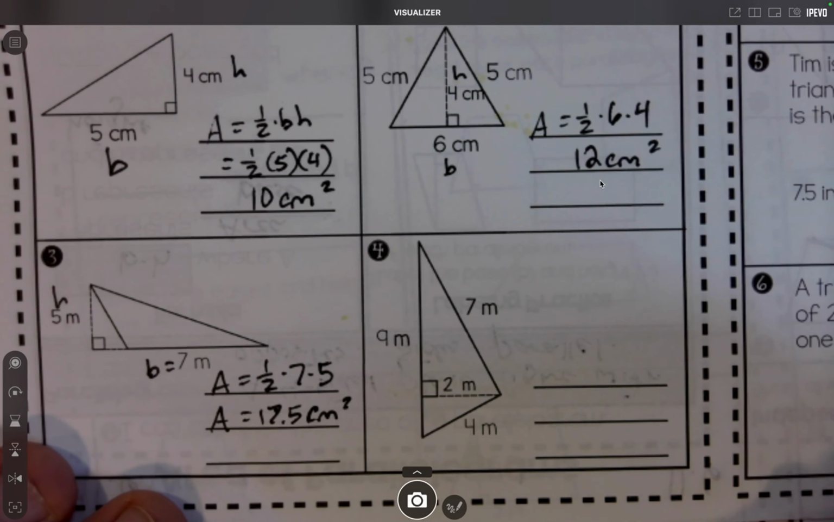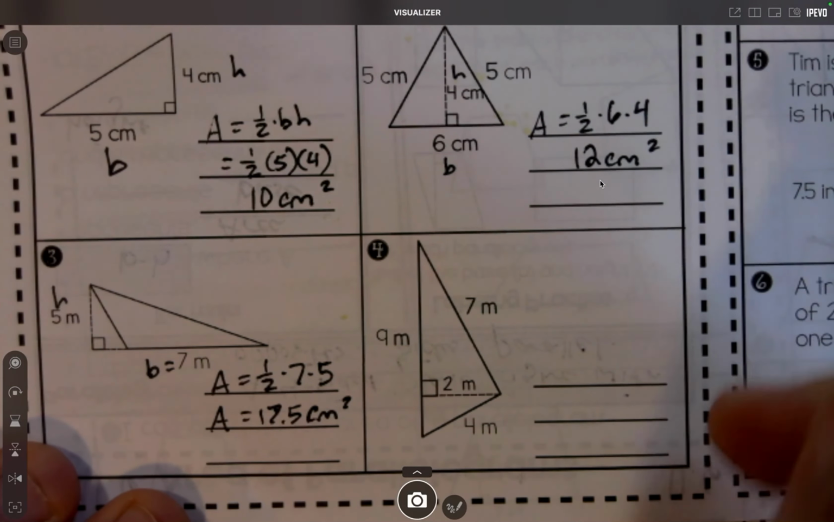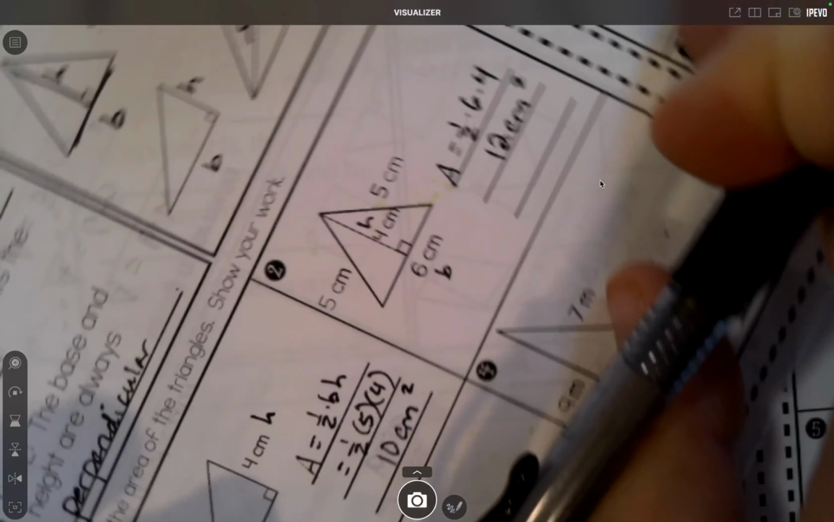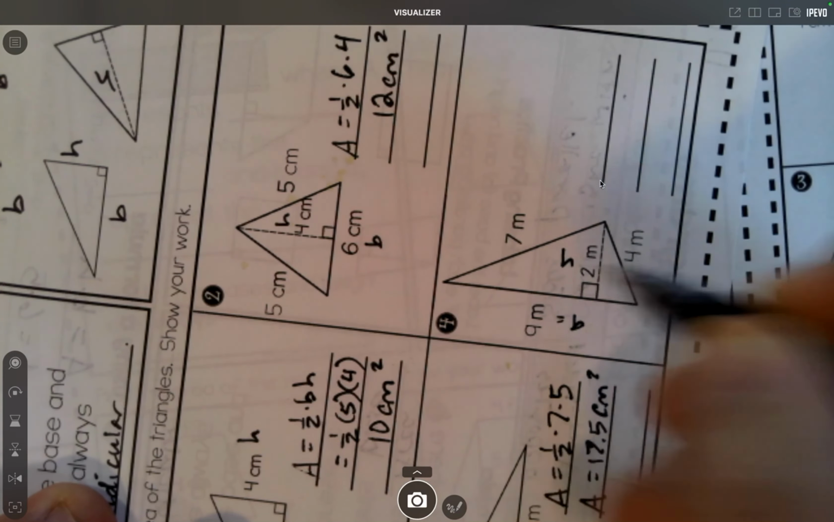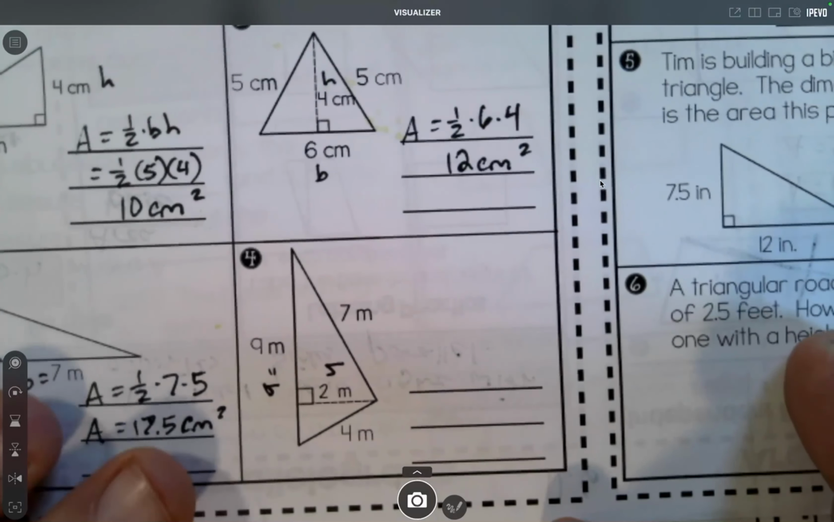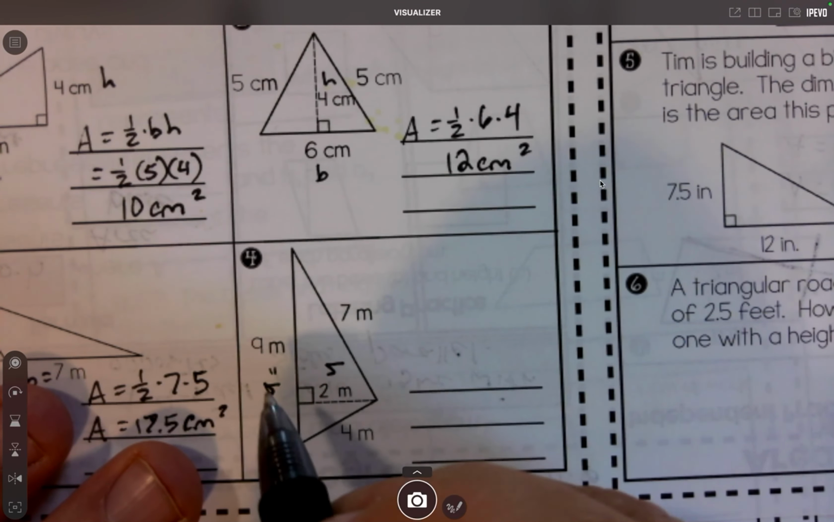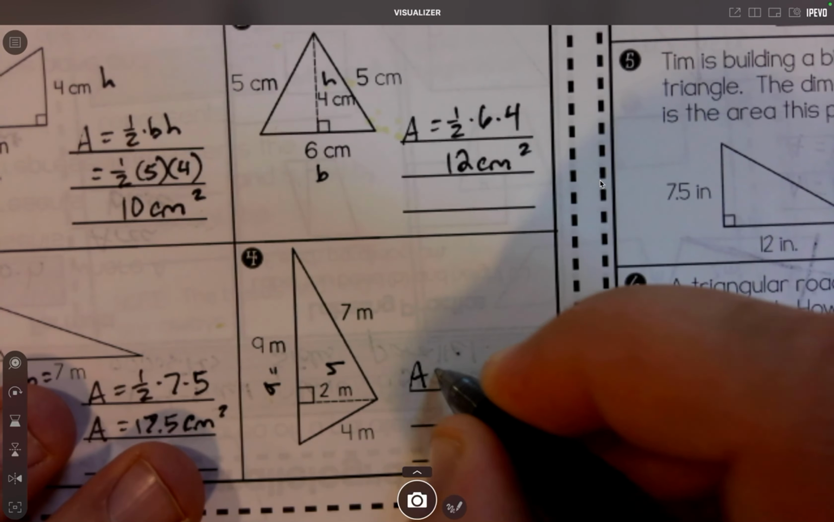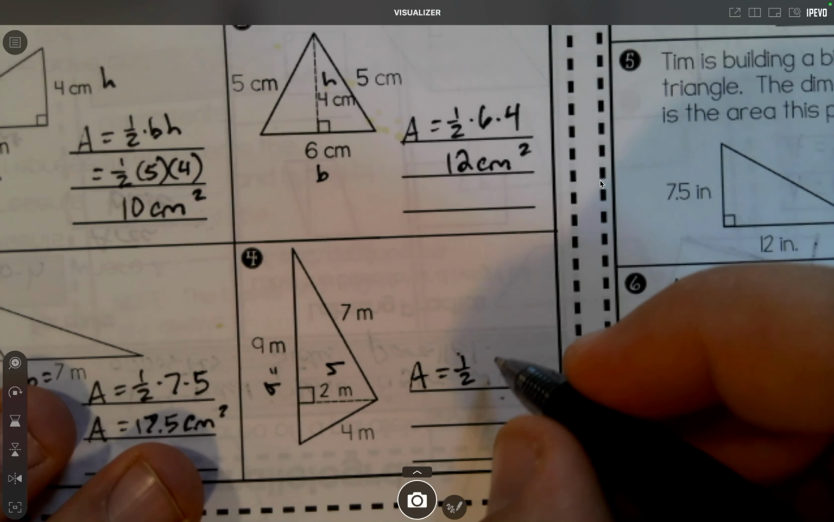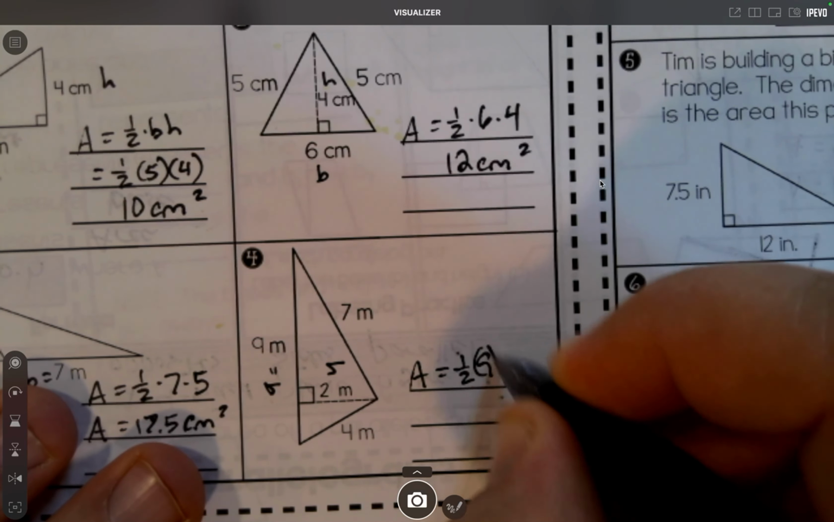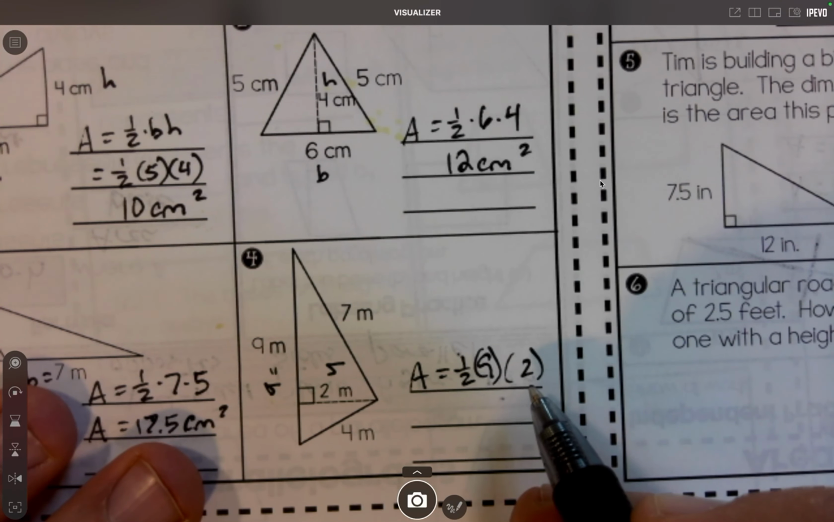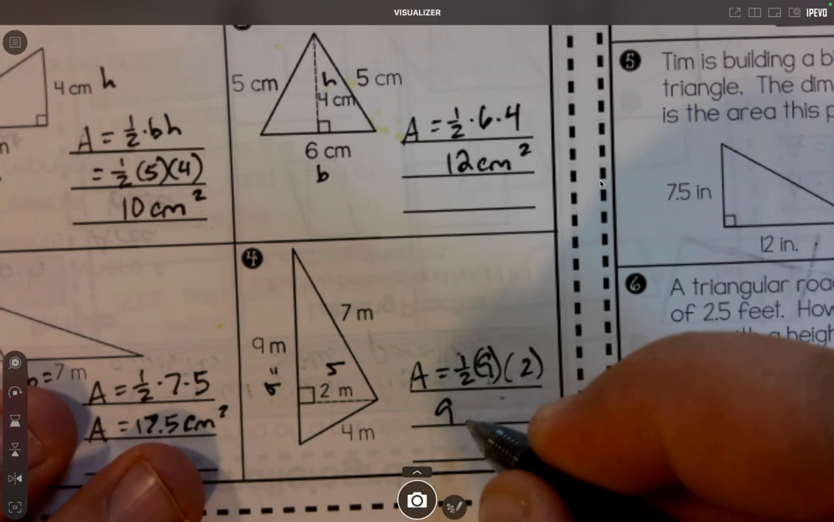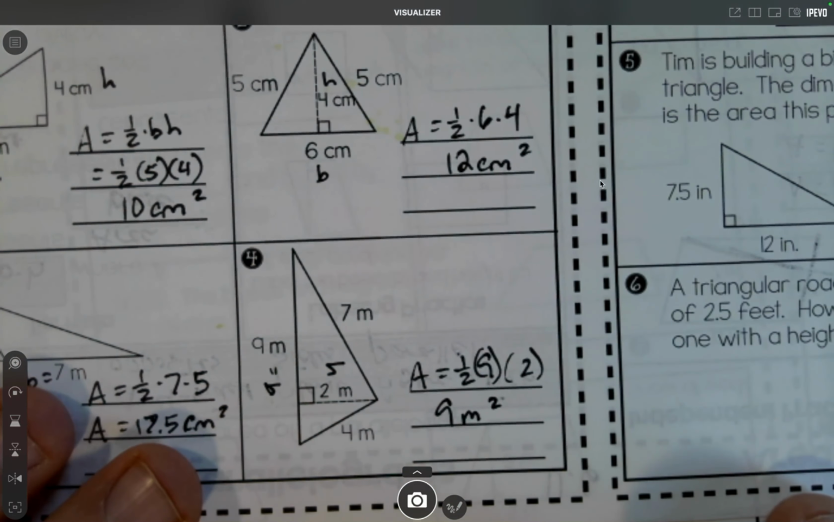Okay, number 4. Again, you can almost think about this like it's on its side. So you can think, okay, this is my base, the 9. This is my height, the 2. So the height is 2, the base is 9. So I'll do area equals 1/2 times the base, which is 9, times the height, which is 2. So 1/2 of 2 is 1. 1 times 9 is 9. So the area is 9 square meters.